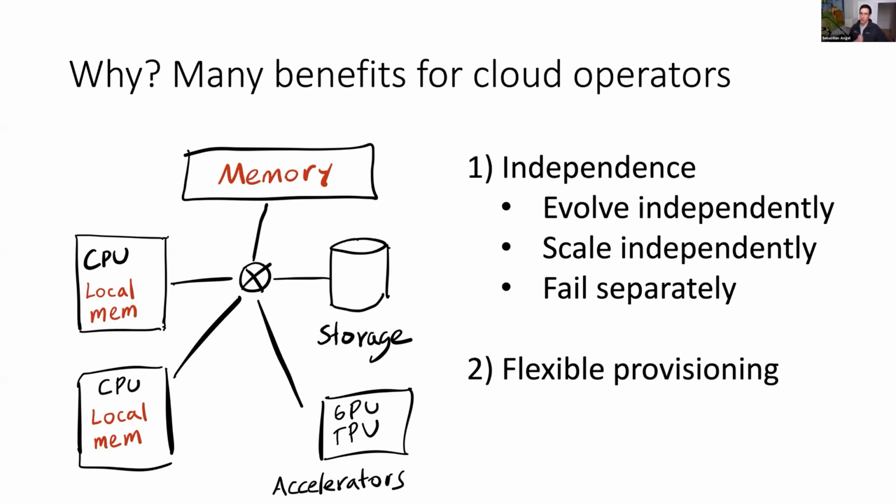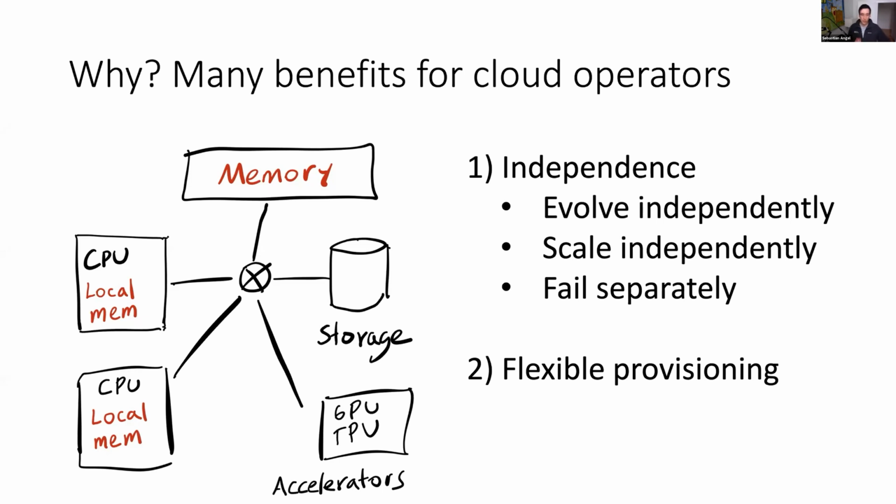Now, in addition to independence, there's another benefit of disaggregation, which is flexible provisioning. If today you go to a cloud provider, let's say Amazon, and you tell them, hey, I would like a virtual machine that has 3 CPUs, 117 gigabytes of RAM, and 2 GPUs, this is a very annoying request for the cloud provider, because likely they're going to have to give you a big server that contains many more than 3 CPUs. And some of those CPUs are essentially going to go to waste.